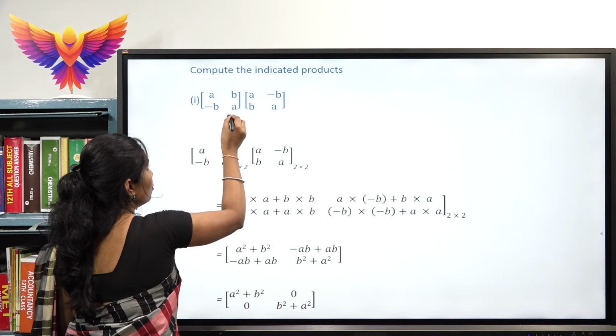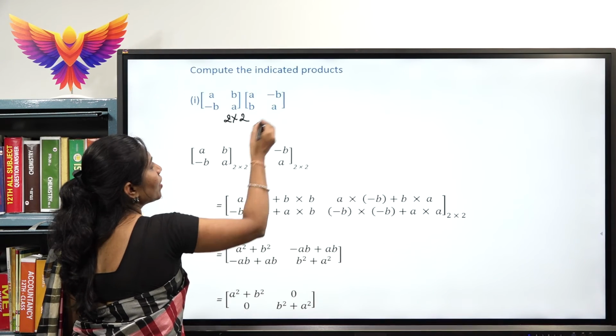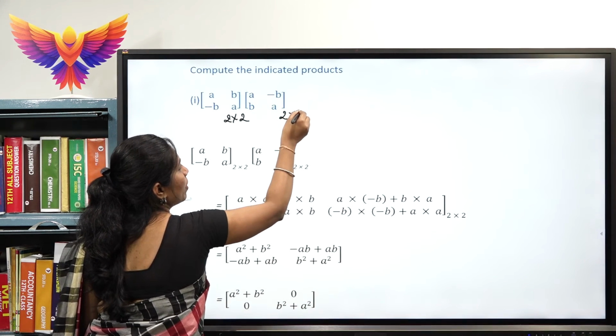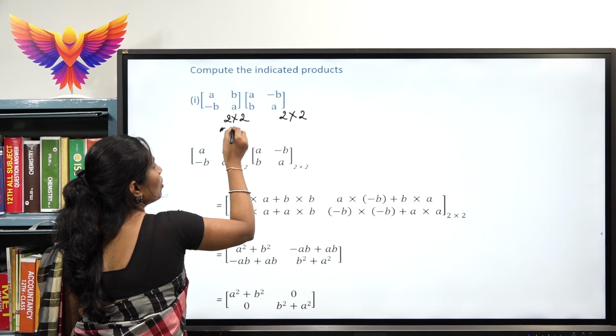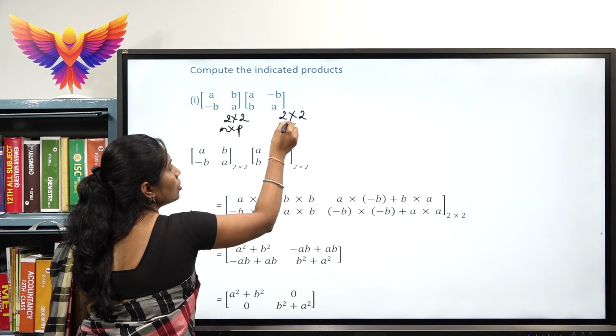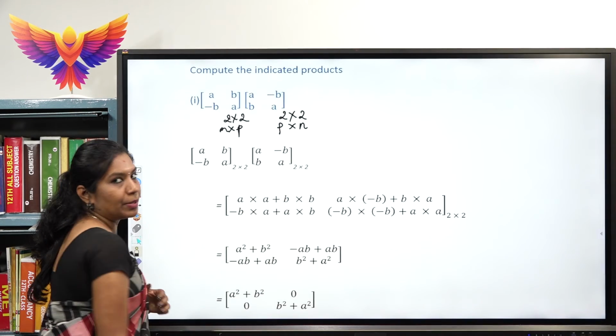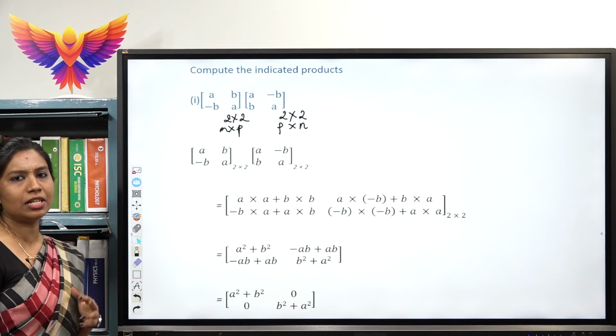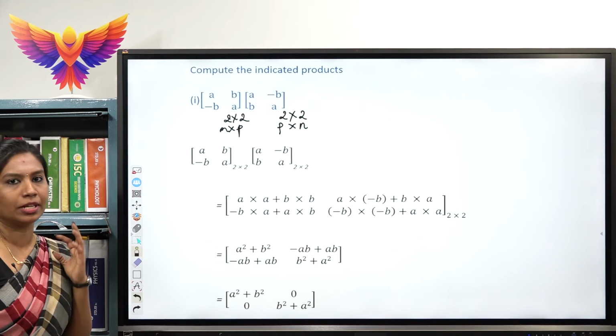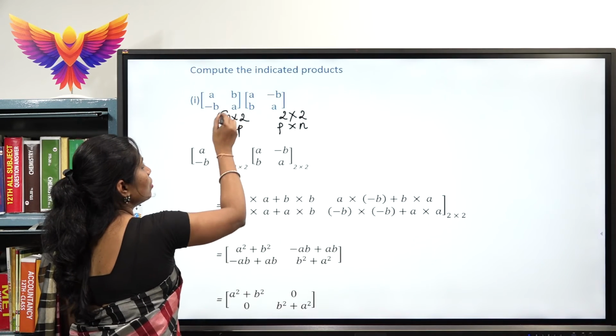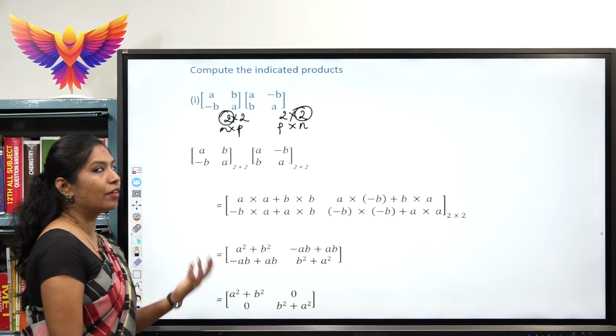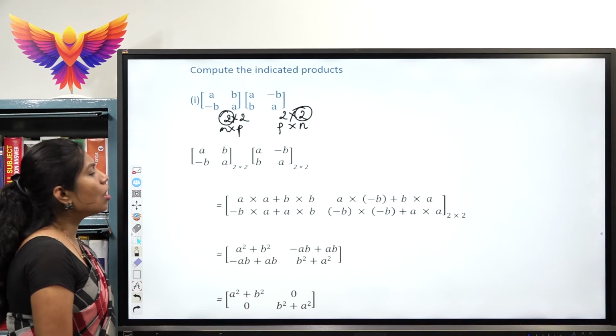We have a 2 cross 2 matrix here, we have another 2 cross 2 matrix here, that is M cross P is same as P cross N. This has been given. So, ultimately I should get what is M cross N here. I should get a 2 cross 2 matrix. We need to find out that matrix now. So, how do we do that?